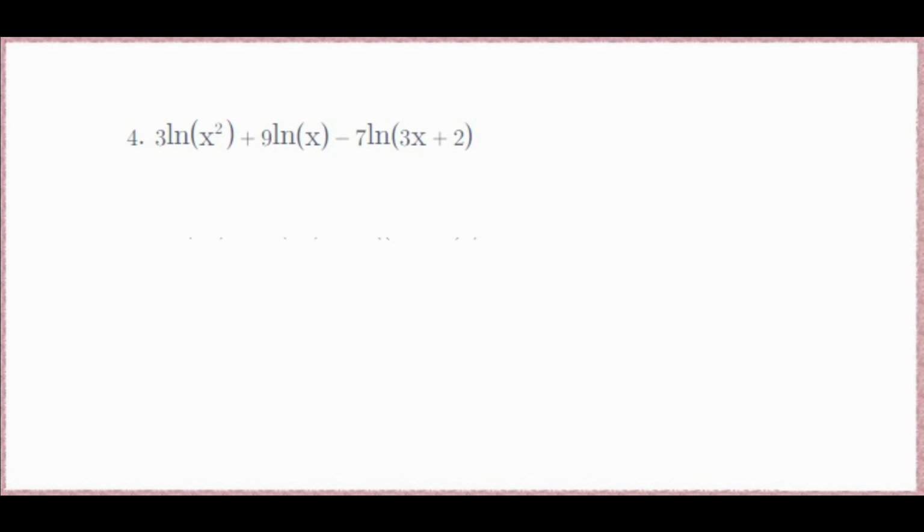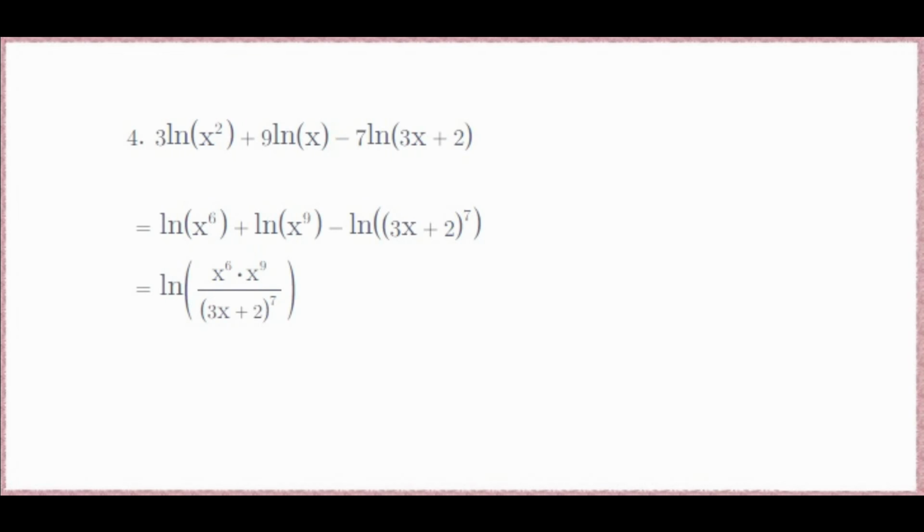We're going to again use the properties of logarithms to simplify this expression. So we bring each of the constants inside as powers. So we're left with the natural log of x to the 6th plus the natural log of x to the 9th minus the natural log of 3x plus 2 to the 7th. So then we can bring the two that are added together in as one that is being multiplied on the inside and the one that is negative down as what is being divided on the inside.